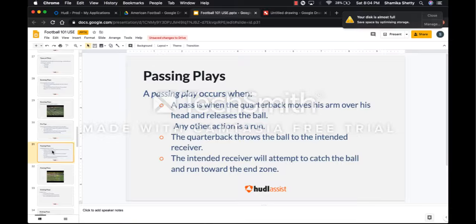The quarterback throws the ball to the intended receiver. Whoever from his team is maybe closer to him or is able to catch the ball, he will look at him and he will throw the ball and the other person has to catch it. That is a pass that happened. The intended receiver will attempt to catch the ball and run. So that pass is complete. Like the quarterback, I throw the ball to the other person in my team. He will catch the ball and then he has to run. He cannot pass the ball again. Only one pass is allowed.